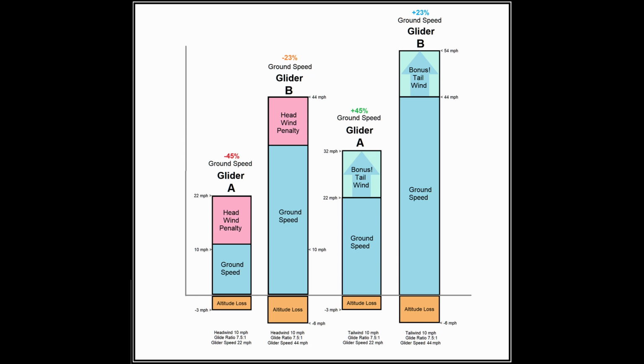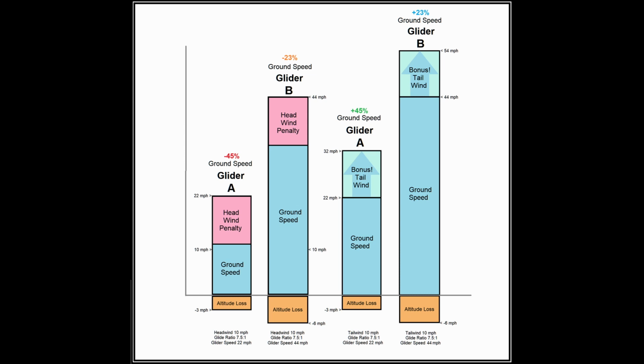So you could see the glider A is plus 45% when it has a 10 mile per hour tailwind. So that bonus tailwind adds to the ground speed. And that bonus tailwind added 45% ground speed, where the glider B only added 23%. It did still add a bonus, but it didn't add as much.